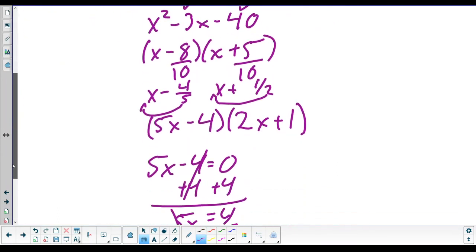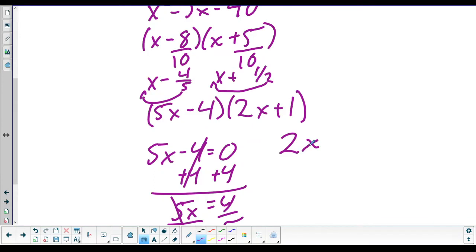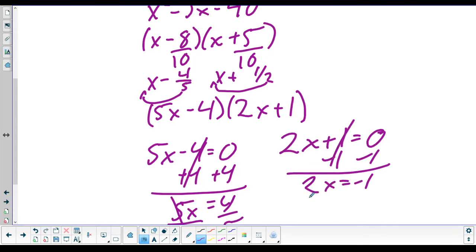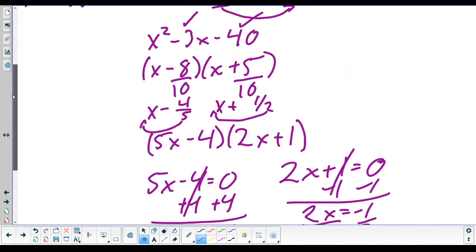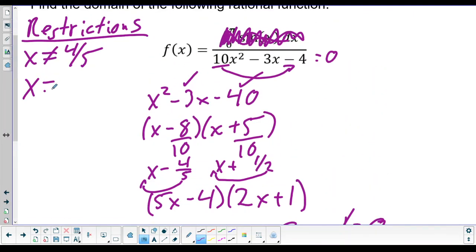All right, let's do the other binomial. 2x plus 1 equals 0. Subtract 1. 2x equals negative 1. Divide by 2. x equals negative 1/2. x does not equal negative 1/2. All right, now that we have our restrictions, we're ready to go write our domain.